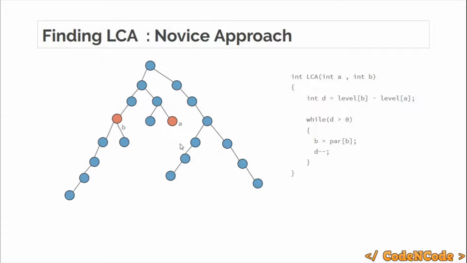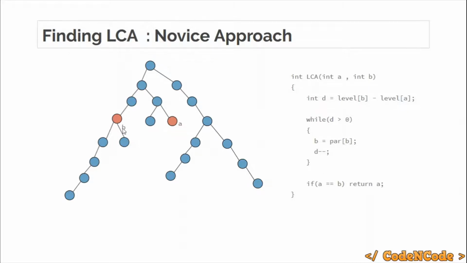Now since both of them are on the same level, we might have found an LCA. Why? See, assume if A was this and B was this, so you would raise B till B reaches A, or basically the difference between their levels becomes 0, so B would eventually become equal to A, right? So if B becomes equal to A, this node actually is their LCA. So after performing this while loop, if A is equal to B, you can return A or B. That would be your LCA.